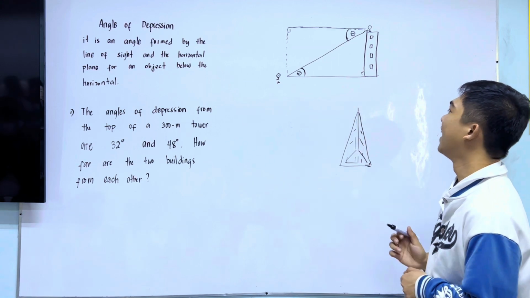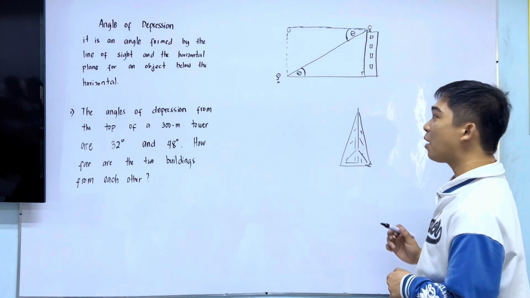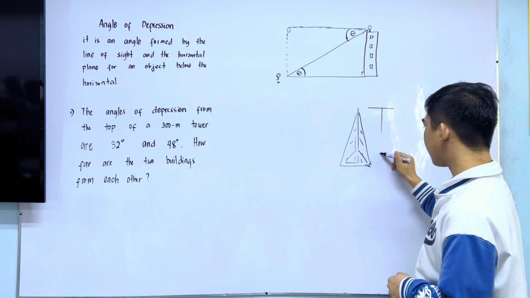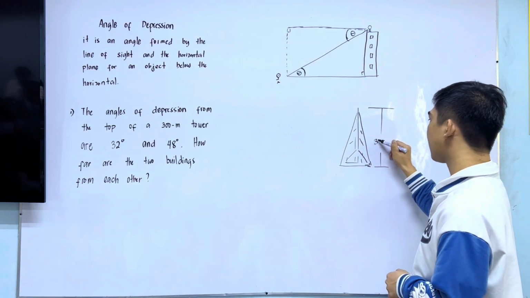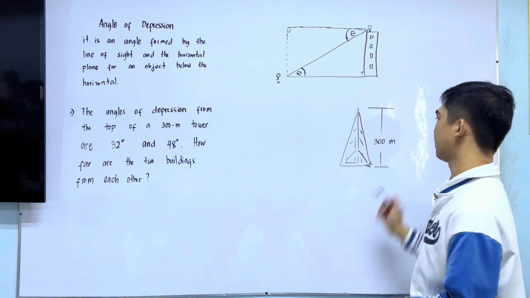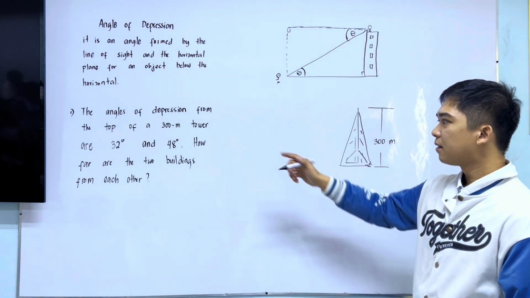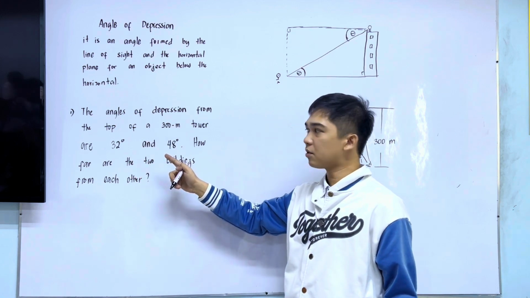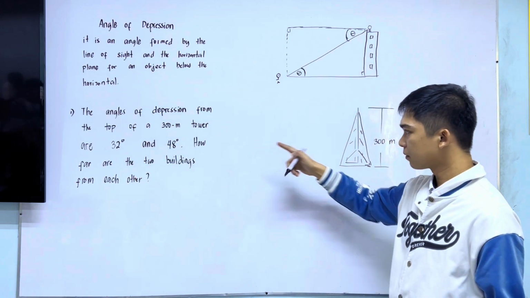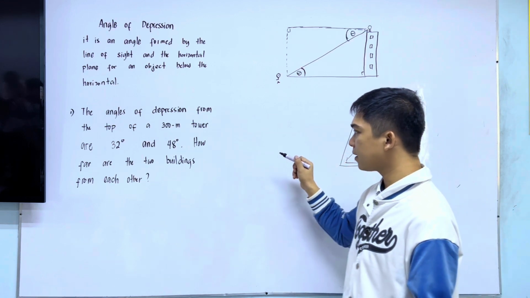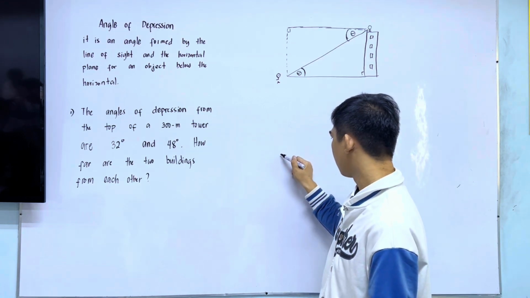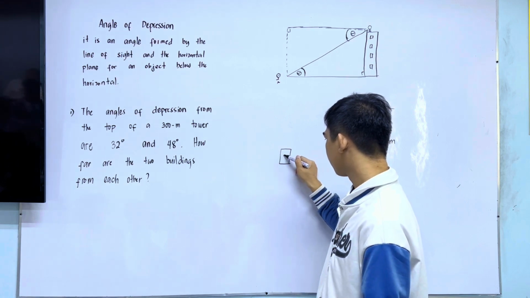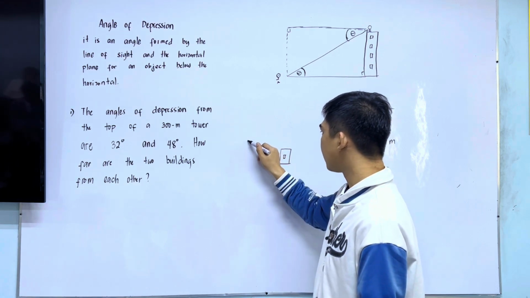Ang height daw nung tower natin ay 300 meters. Label na natin yung 300 meters. Ang height niya ay 300 meters. The angles of depression are 32 and 48 degrees. So, let's say ito yung isang building. Tapos another building.